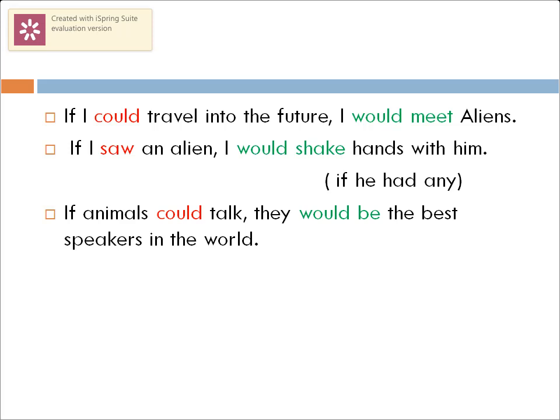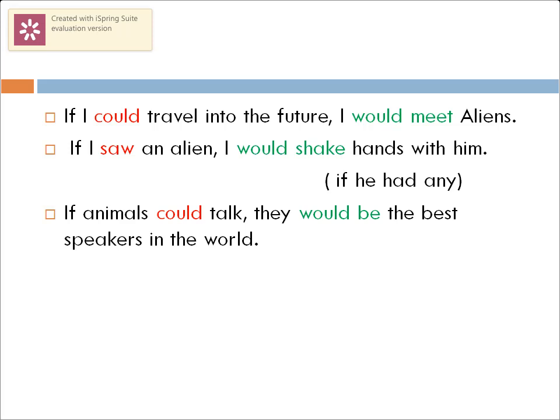Now, if I could travel into the future, I would meet aliens. Observe this carefully. Could is in simple past, the condition, and would meet is the result. If I saw an alien, I would shake hands with him, of course, if he had any. Now, saw is in simple past, and would shake is would plus the present form of the verb.